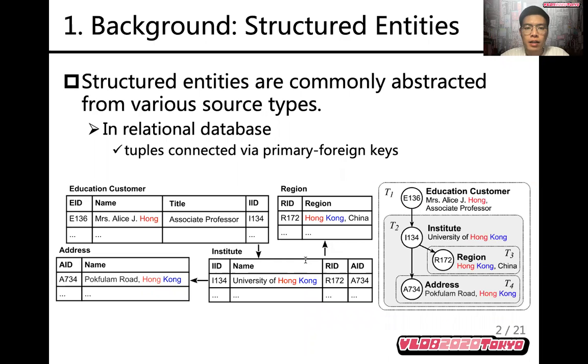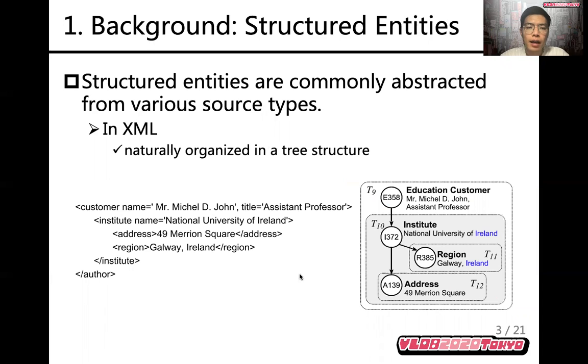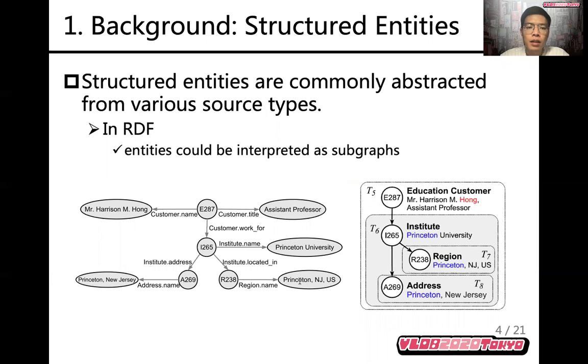Such structured entities are commonly abstracted from various source types. For instance, a structured entity in a relational database is a collection of tuples connected via primary-foreign keys. XML entities are naturally organized in a tree structure. In RDF data, entities could be interpreted as subgraphs.